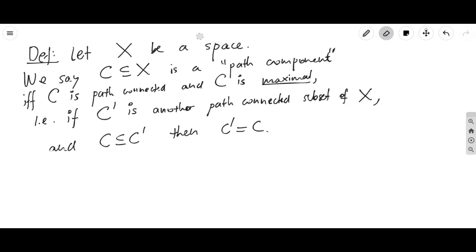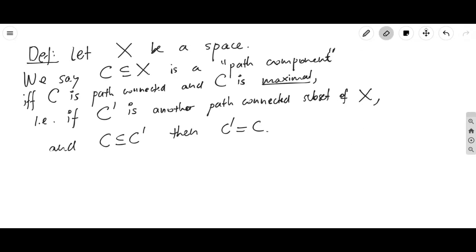So that's basically what it is. A path component is a maximal path connected subset. It's path connected, and secondly, there's nothing larger that is path connected and contains C itself. If something contains C, then the only way it can is if it's C already. In other words, the trivial containment. So that's the definition of a path component.